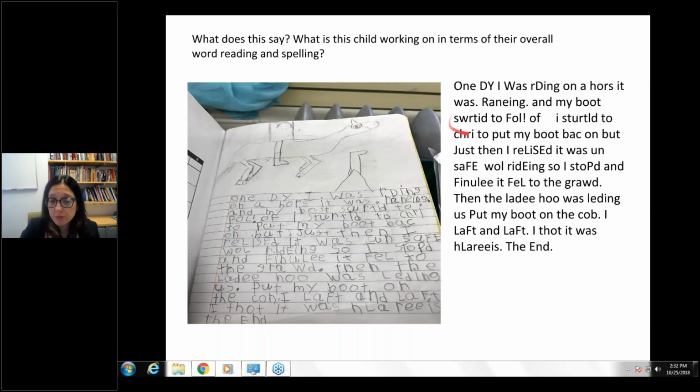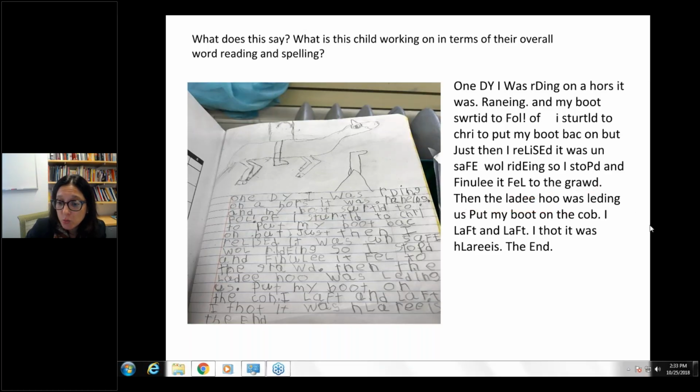So here we know, right, that the child is struggling with those S clusters. Started, he wrote it out as swerted, to fall off. I started, so again, we see the R consonant clusters. Although this might be a speech thing, we also know that we can help remedy that with phonemic awareness, right, and phonics instruction. I started to try to put my boot back on, but just then I realized it was unsafe while riding. So I stopped, and finally it fell to the ground.